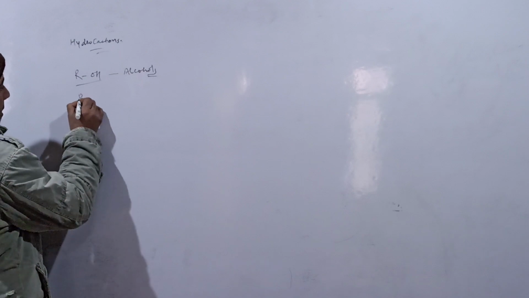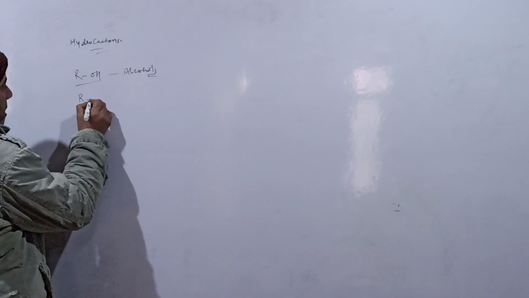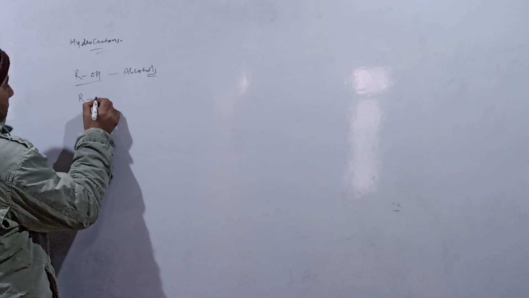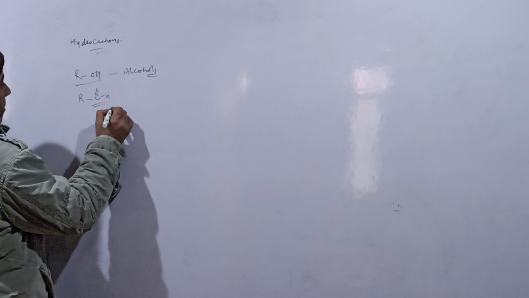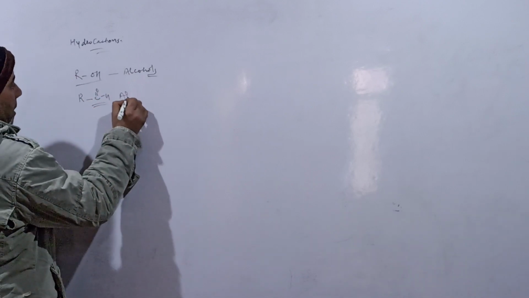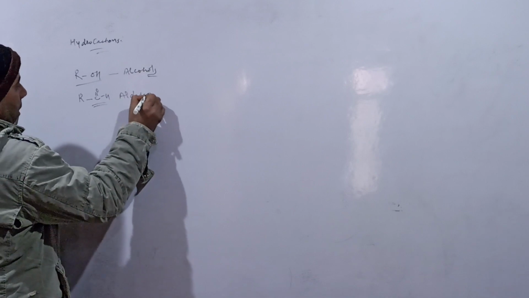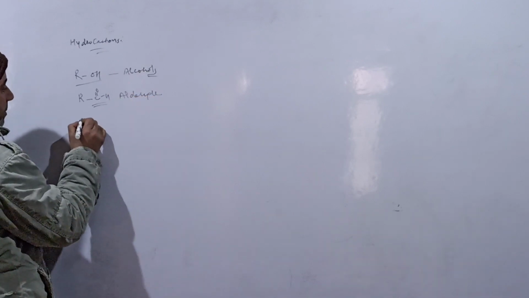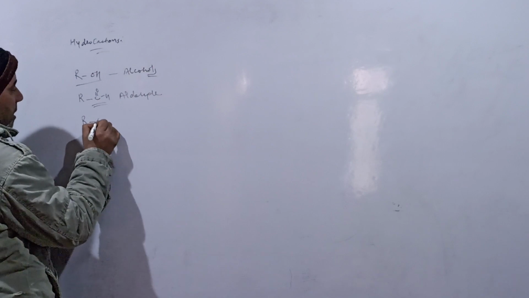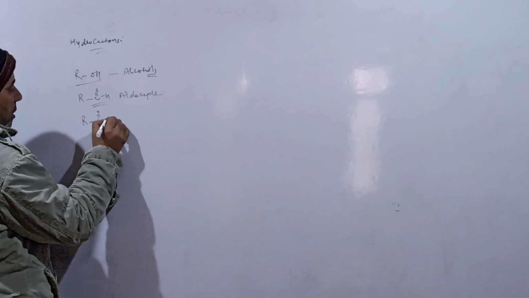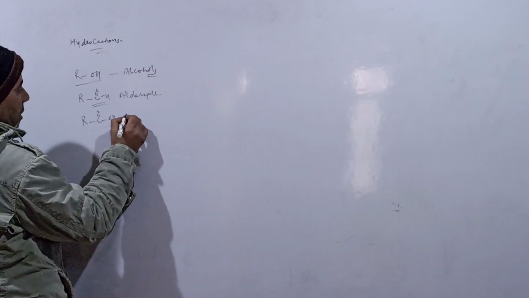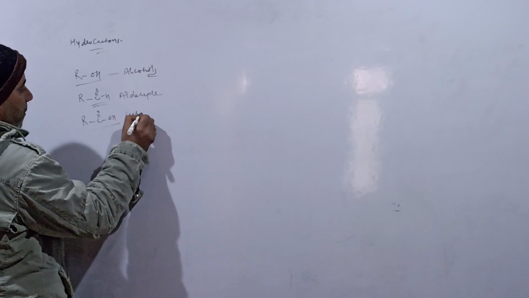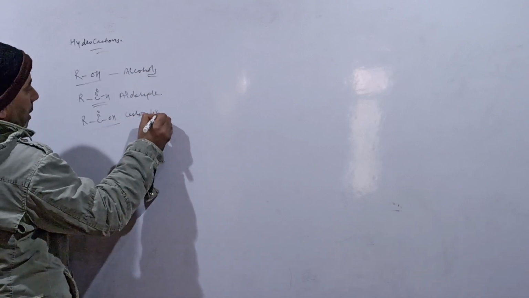In a similar manner, we will represent R single bond, and we will add this with C double bond O single bond H, and this will become aldehyde. In a similar manner, we will add R single bond C double bond O single bond OH, and this will become the general representation for carboxylic acids.